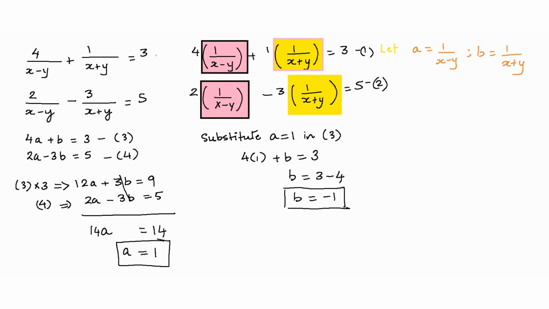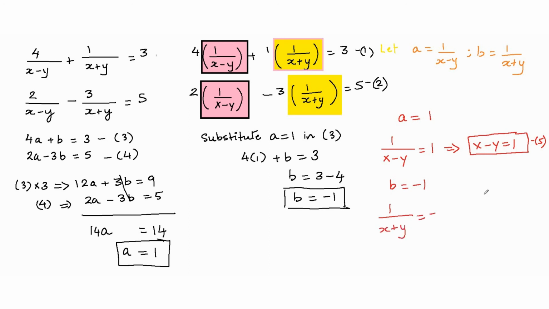Okay. And now it's time to go ahead and find my original variables. So what is A? A was equal to 1, which means 1 by X minus Y was equal to 1, which means X minus Y is 1. This is my fifth equation. Similarly, B is equal to minus 1, which means 1 by X plus Y is minus 1, which means X plus Y is equal to minus 1. This is my sixth equation.